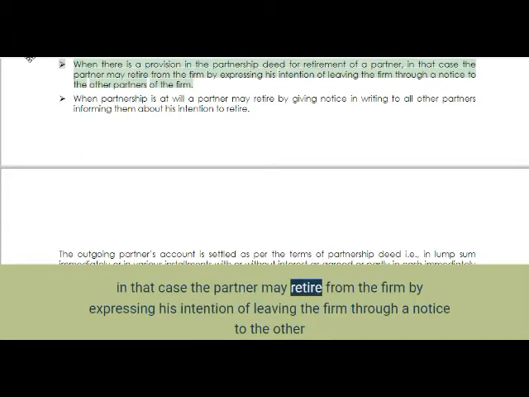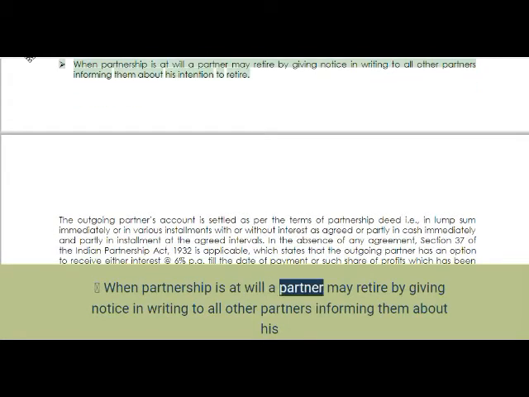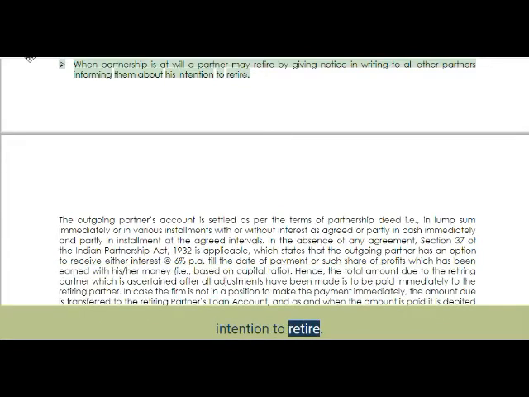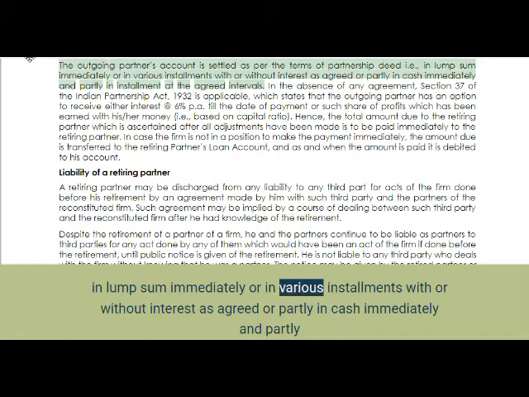Change in profit-sharing ratio. When all the partners of a firm agree to change their profit-sharing ratio, the ratio may be changed. For example, Ram, Mohan and Sohan are partners in the firm sharing profits in the ratio of 3:1. With effect from 1st April 2001, they decided to share profits equally. Here, the change in the existing profit-sharing ratio results in reconstitution of the firm.